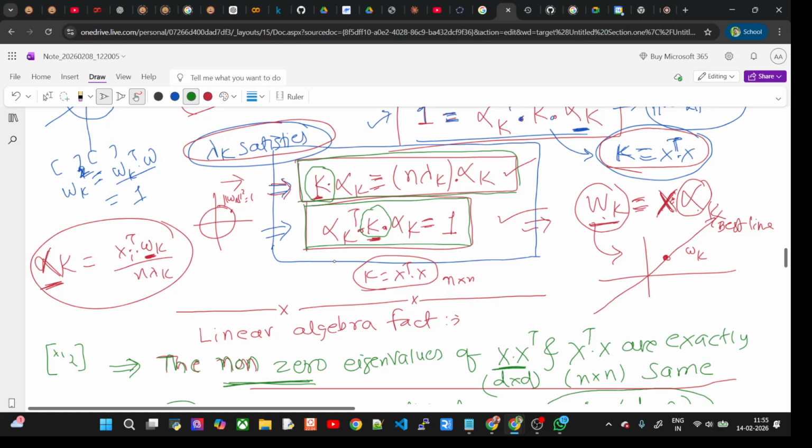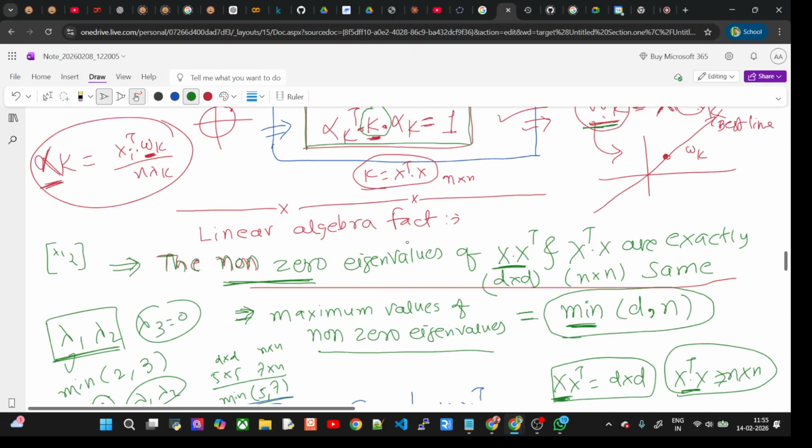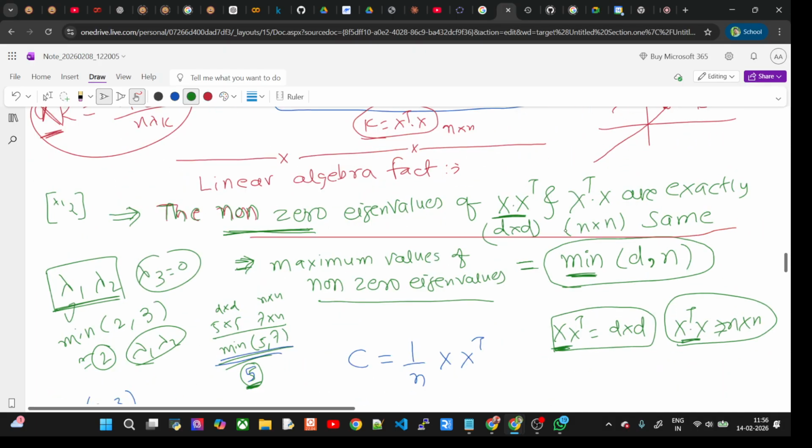This equation has to satisfy that alpha k only we are interested, and that alpha k we will multiply with our data point x and we will get some eigenvector wk, and that's all PCA is done. But we need some kind of alpha k which satisfies the equation, and that equation has a K value, and K is what? X transpose x. So is there any relationship between x into x transpose and x transpose and x? That we saw last time and we derived also.